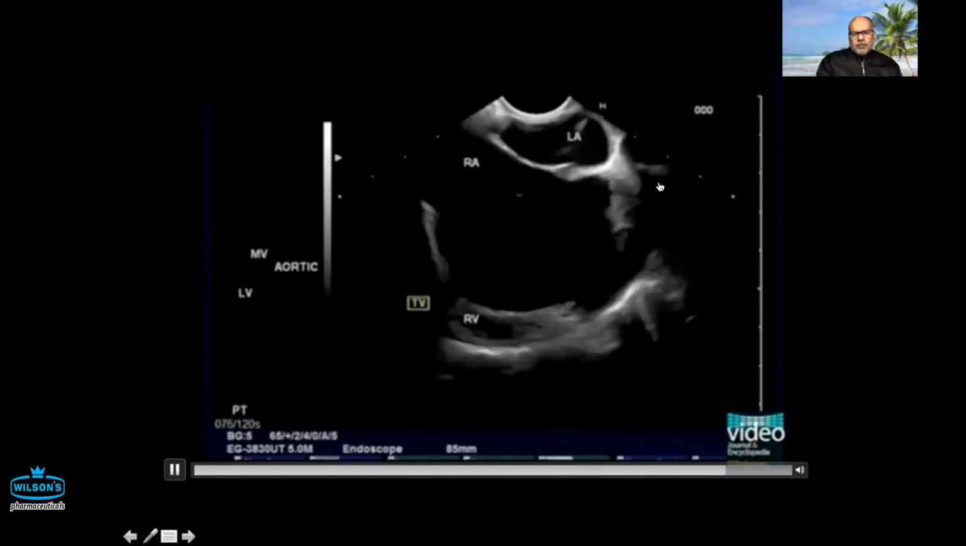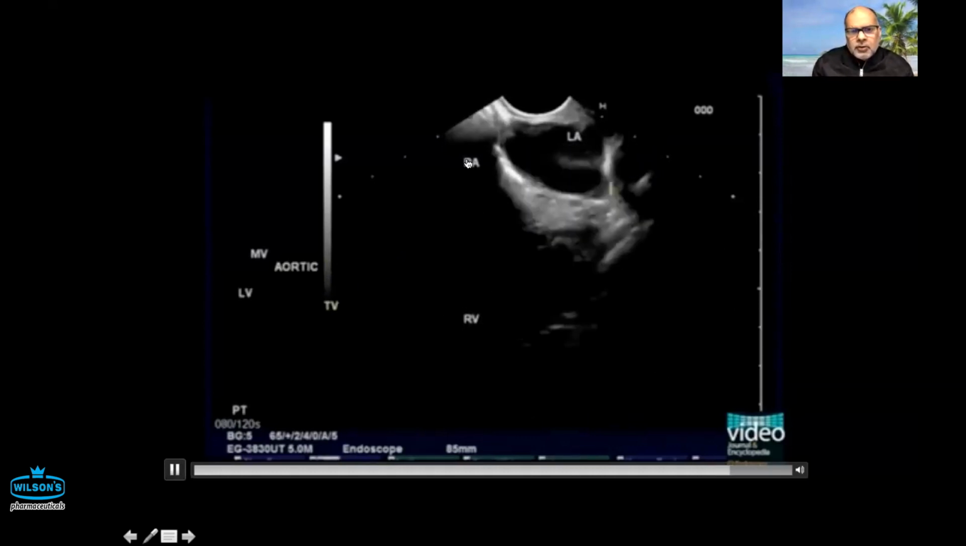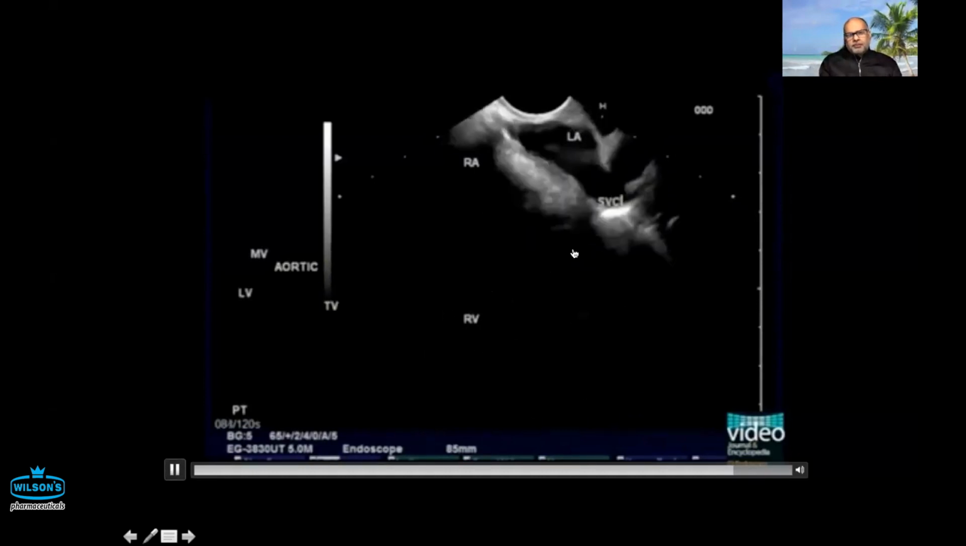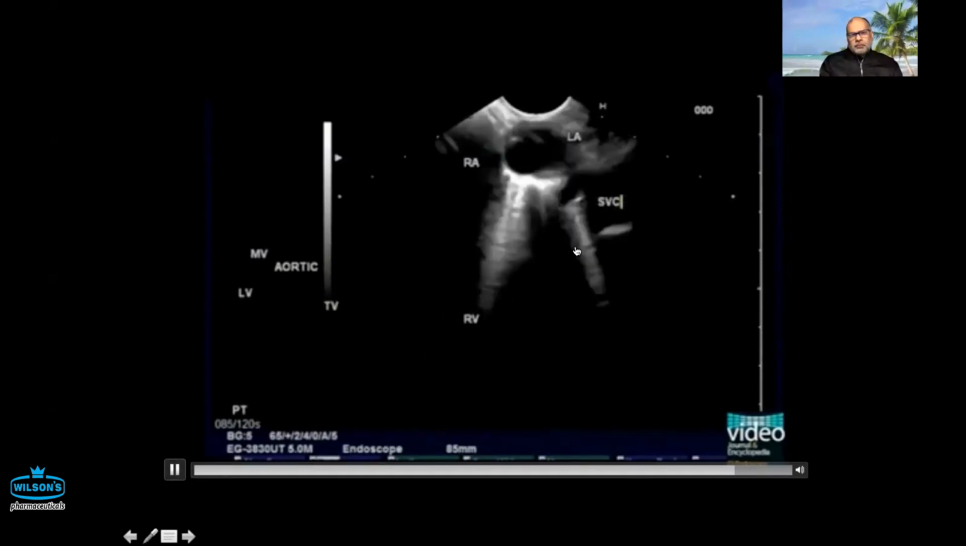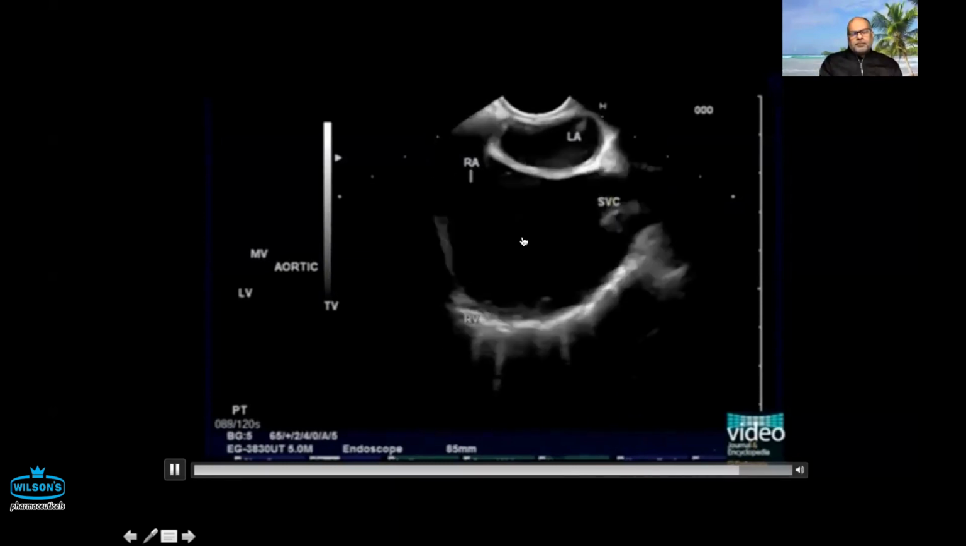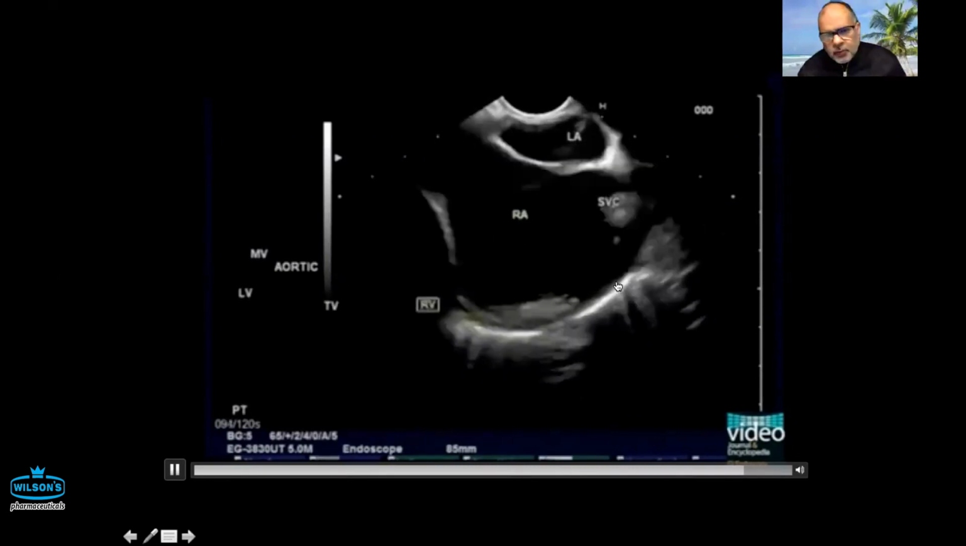That's the right superior vena cava here. This is the right atrium, this is the inferior vena cava. This is the SVC. That's the SVC. That's the left atrium there. This is the pleura here.